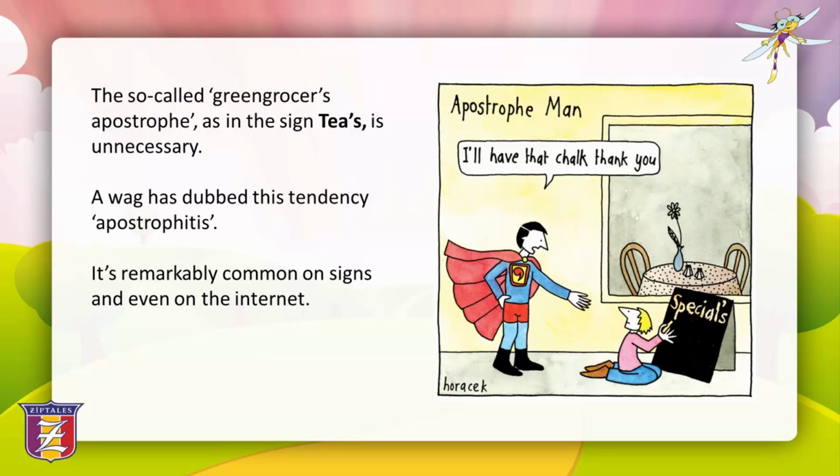Of all the punctuation marks, apostrophes have the worst time of it. The so-called greengrocer's apostrophe, that is, accidental use where there's neither contraction nor possession, as in the sign "T's apostrophe s", is unnecessary. A wag has dubbed this tendency apostrophitis, the tendency to insert apostrophes where none are needed, and it's remarkably common on signs and even on the internet.